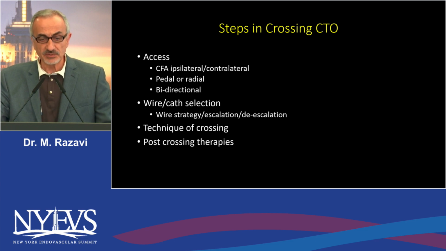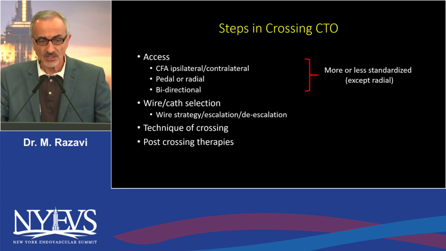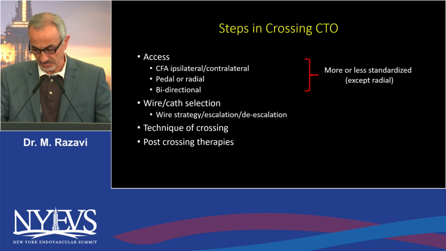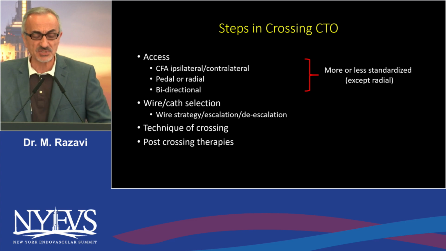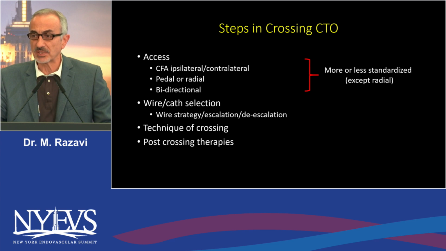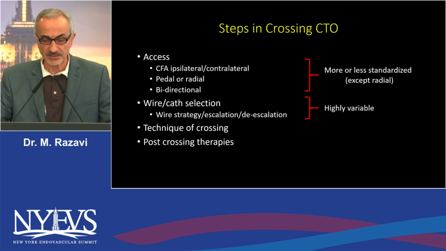Now let's look at each one of these and see what is standardized and what is not. In terms of access, it is more or less standardized, except radial. A lot of us would rather not go radial for CTOs below the knee. Most people would approach from ipsilateral common femoral if that is available, and depending on the patient's body habitus and availability of inflow disease, then you go contralateral or pedal access. There's been good discussion on the tibio-pedal access, so I won't get into that.